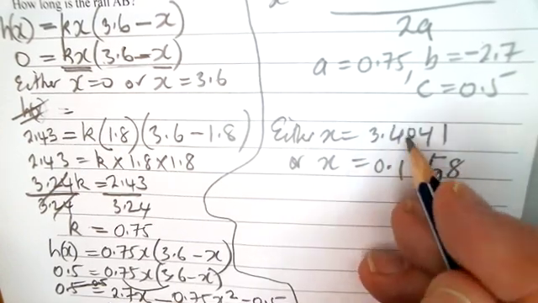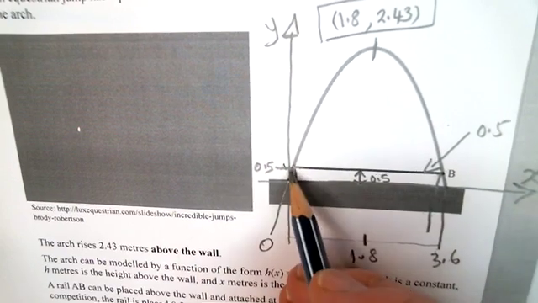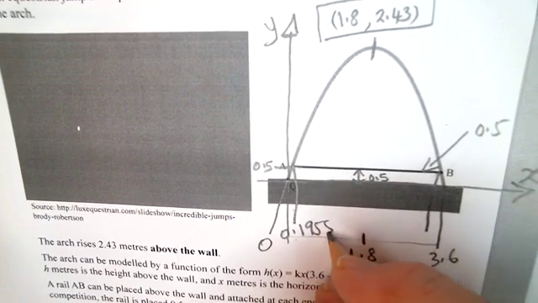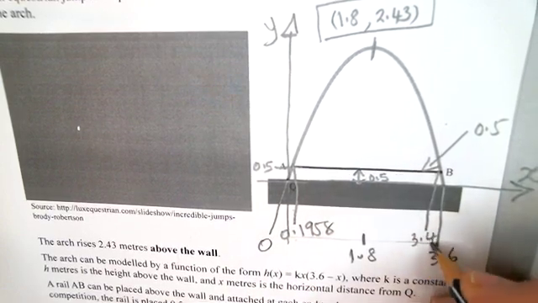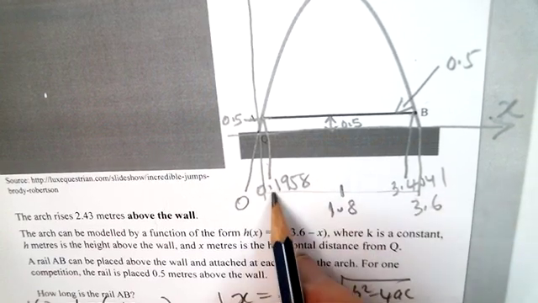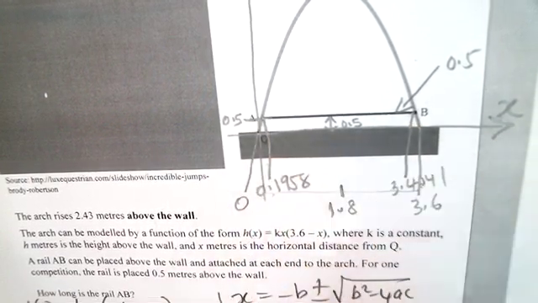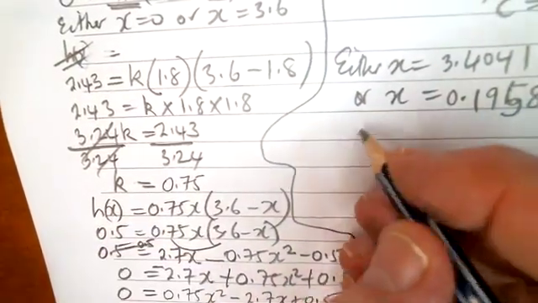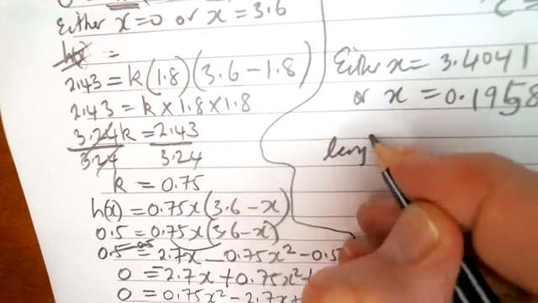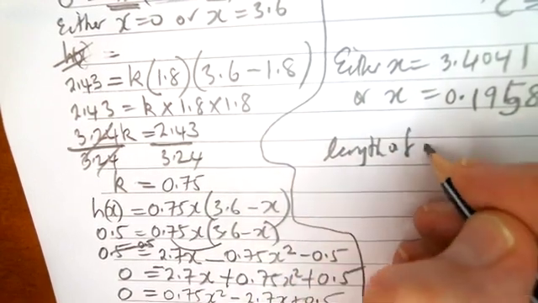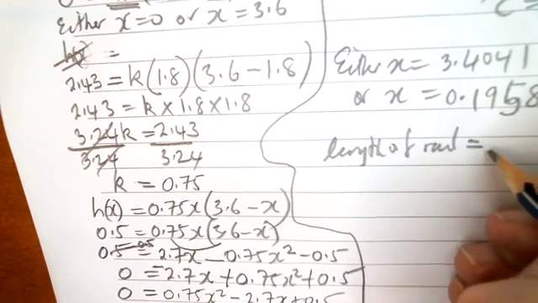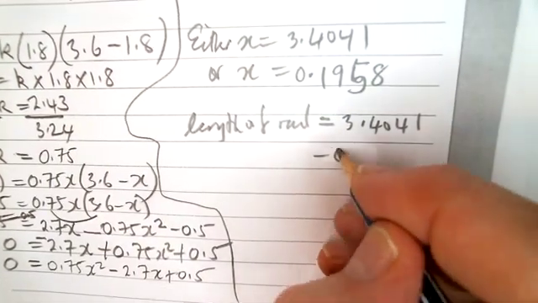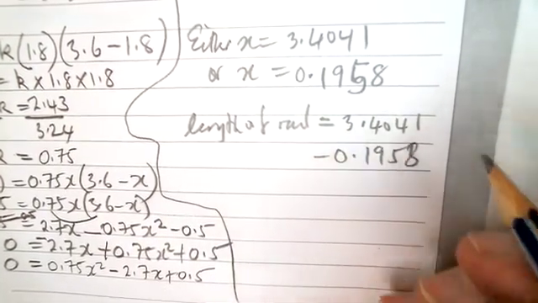So now, of course, we want to find the difference between those. What we found is this value here, 0.1958, and this value here, 3.4041. So if we subtract this from that, we end up with the distance across there, which is what we want. So let's go ahead and do that now. I'll put length of rail equals 3.4041 minus 0.1958. Now, what would that be?